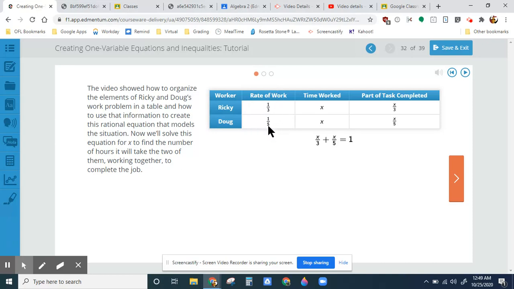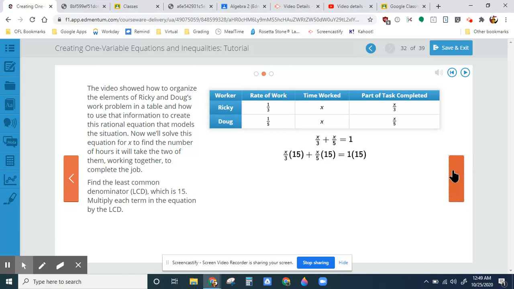This person does a fifth of the work in an hour. So it's funny how I just came up with different names, but it takes them 3 hours to do the job. It takes them 5 hours to do the job. So what's happening here is we're doing an unknown amount of jobs. We add them together, and that's going to give us the one, the job being complete, basically. So his part of the job is a third, and his is a fifth-ish. We don't know how much time is being worked. So that's our x. The x is what we're solving for.